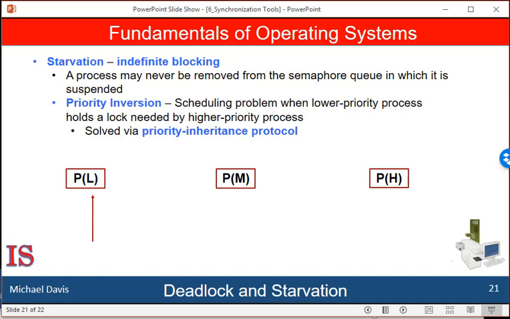In the example we just saw, a priority inheritance protocol would allow process L to temporarily inherit the priority of process H, preventing process M from preempting its execution. When process L had finished using resource S, it would relinquish its priority from process H and assume its original priority. Because resource S would now be available, process H, not process M, would run next.